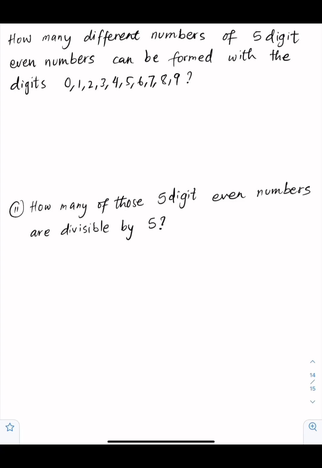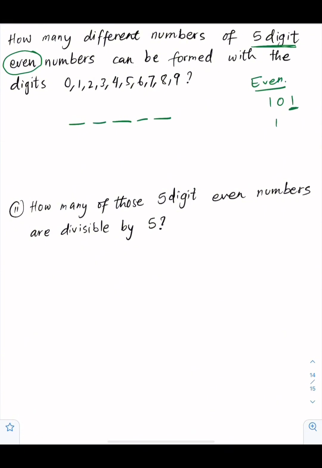How many different 5-digit even numbers can be formed with the digits 0, 1, 2, 3, 4, 5, 6, 7, 8, 9? So you have to get a 5-digit number. Now what makes a number even? For example, if you have 101, is it even? No. Why? Because the last number is 1.